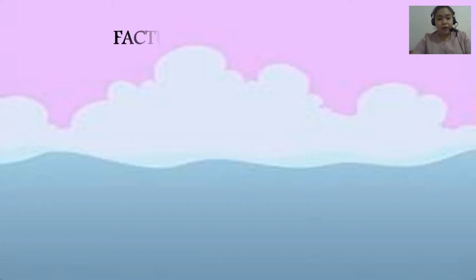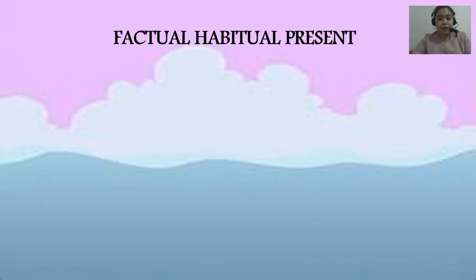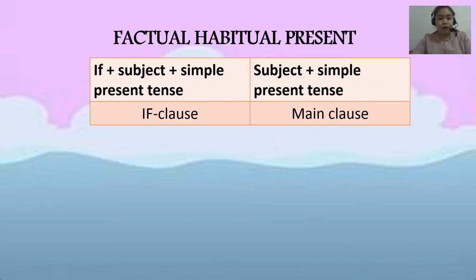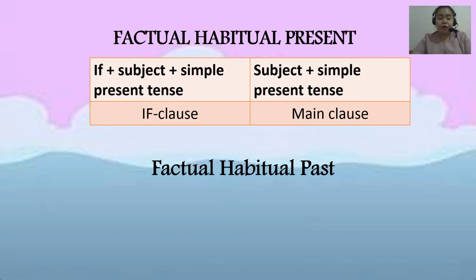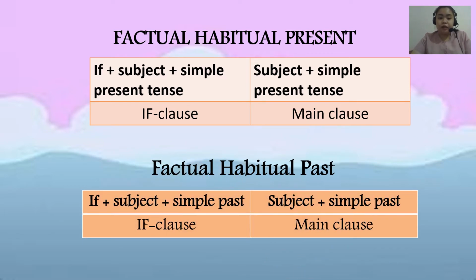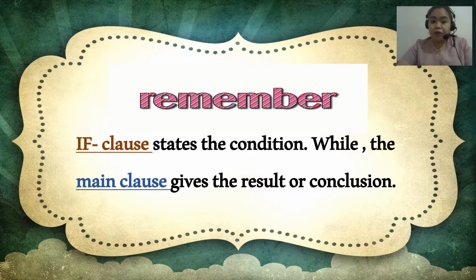We also discussed the factual habitual present and its structure, and the factual habitual past together with its structure as well. So the sentence structure is our guide on how we are going to create a sentence using the simple present tense and the simple past tense. So always remember, the if clause states the condition while the main clause gives the result or conclusion.